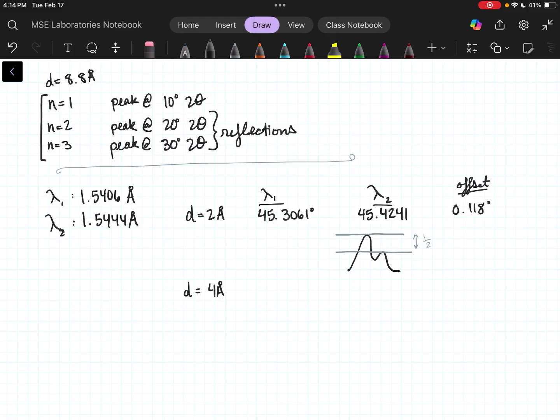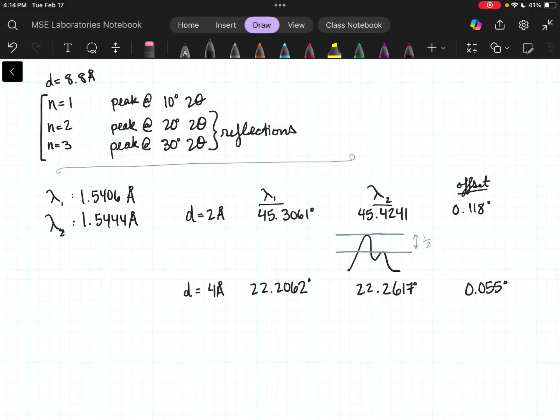On the leftmost side of the graph, so let's talk about D equals 4 angstroms. That's still not the leftmost side of the graph, but it's farther to the left. My first peak is going to happen at 22.2062 degrees. My second peak is going to be 22.2617 degrees.